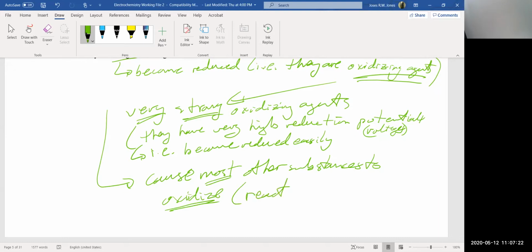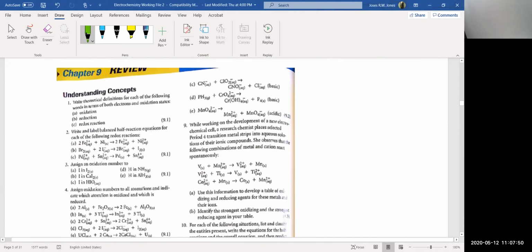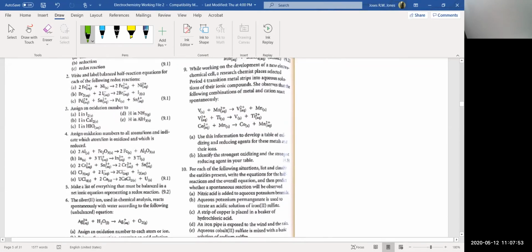They cause most other substances to oxidize or react in such a way that those other substances will lose electrons. And when something loses electrons or gains electrons, it is no longer itself, it becomes something else. It's destroyed. They will basically cause the oxidation of just about anything they come into contact with. That's why you don't want to ever be around these halogens. They're so dangerous. And there are a bunch of questions over here, which you should try.